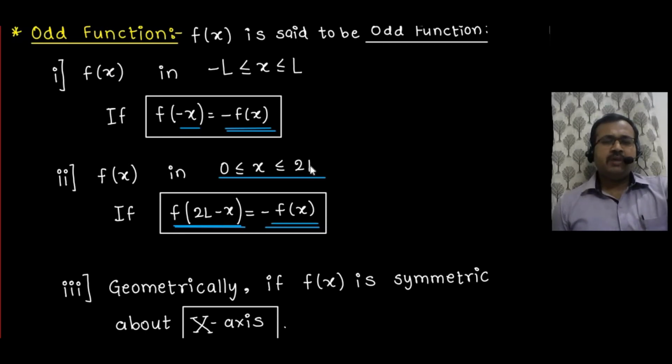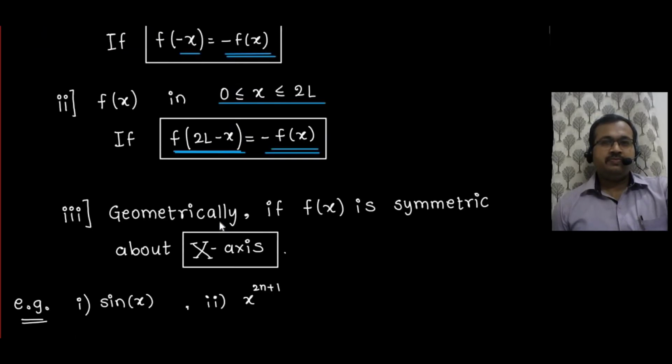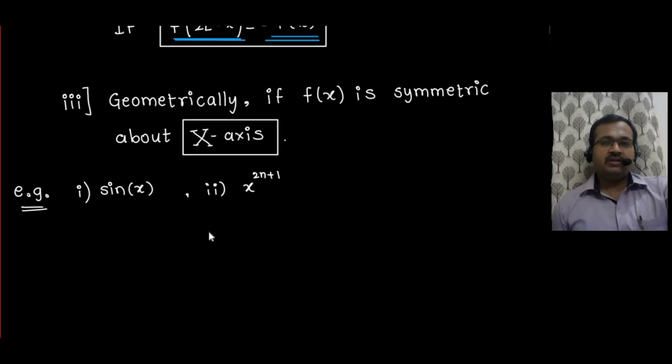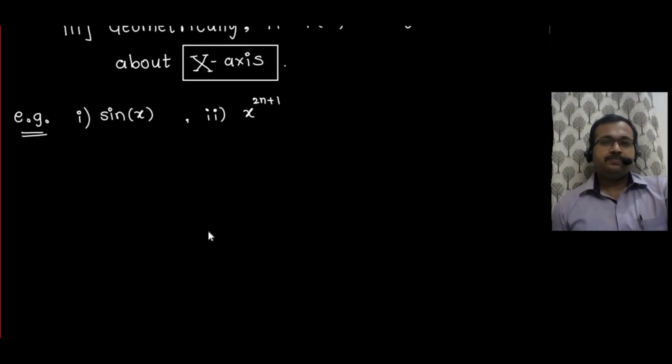If you replace L by pi, then any trigonometric function will be a periodic function in that given range 0 to 2 pi, and then we can check even and odd properties by using this definition. And geometrically, a given function is said to be an odd function if it is symmetric about the x-axis, that is the horizontal axis. For example, sin x or any odd power of x will give us an odd function.